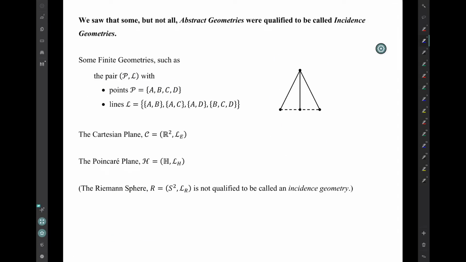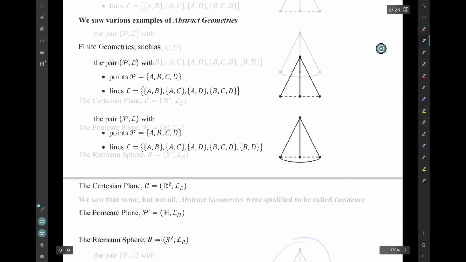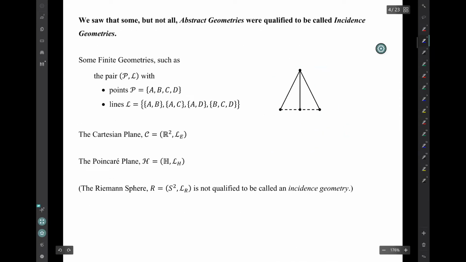And we saw that some, but not all, of those abstract geometries were qualified to be called incidence geometries. So for example, this 4-point abstract geometry was qualified to be called an incidence geometry. But the other 4-point abstract geometry on the previous page, this one, was not qualified to be called an incidence geometry. And among the abstract geometries that have point sets that are infinite sets, the Cartesian plane and the Poincare plane both qualify as incidence geometries, but the Riemann sphere is not qualified to be called an incidence geometry.